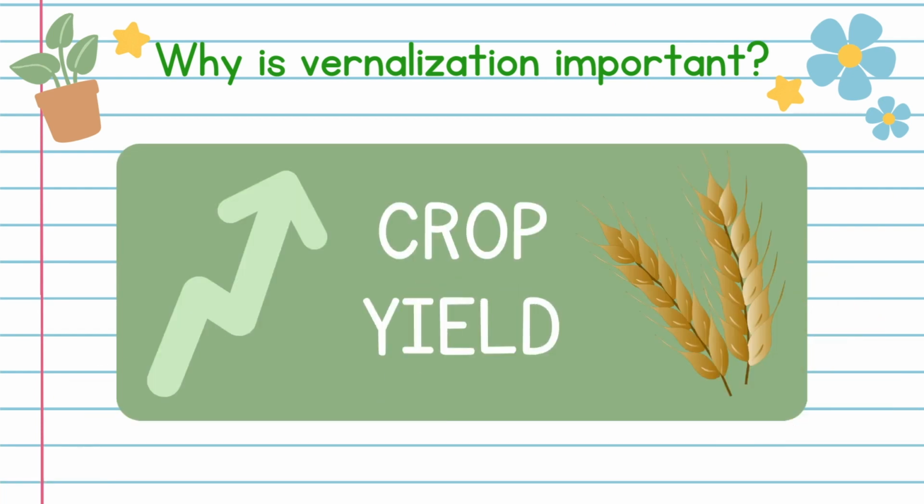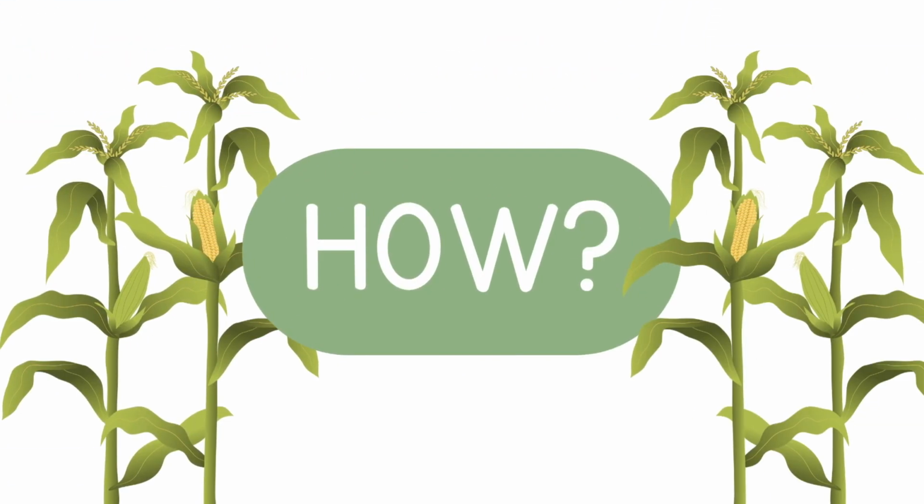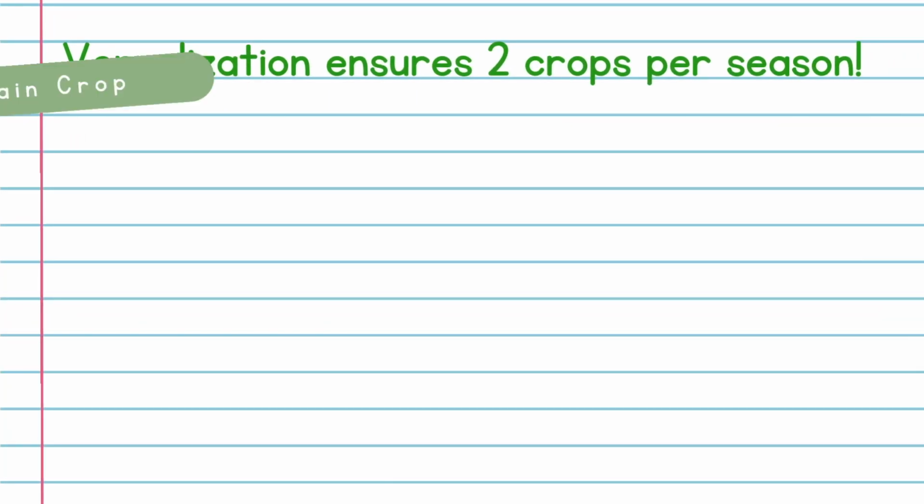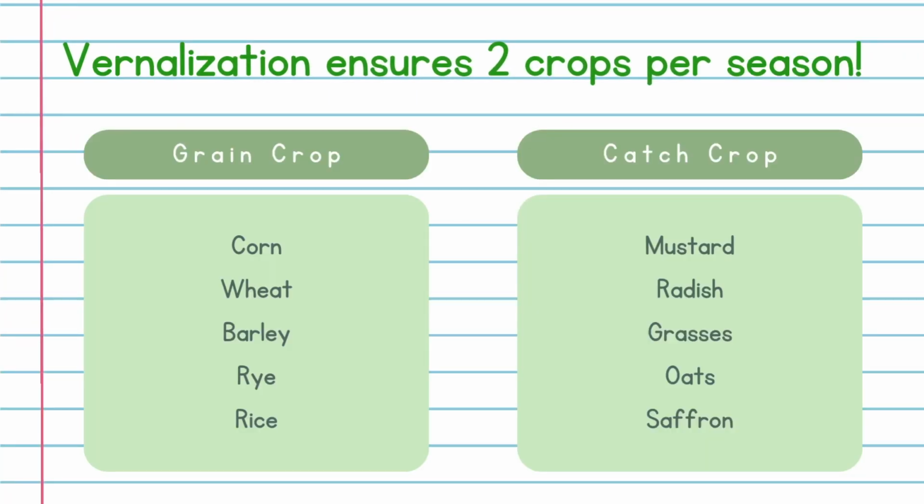Vernalization is also important because it increases crop yield. How does it do this? Vernalization ensures that 2 crops per season are produced on the same land, which will be a grain crop and a catch crop, which essentially increases the yield of produce and increases production of seeds from parents.